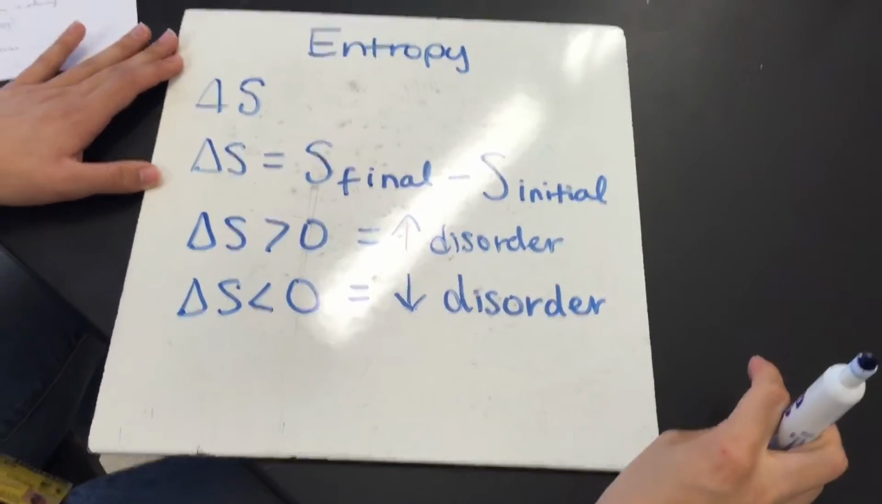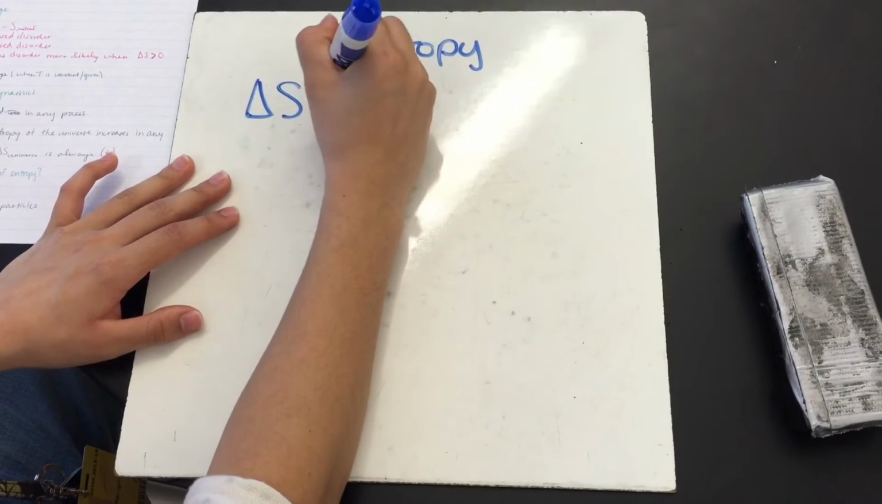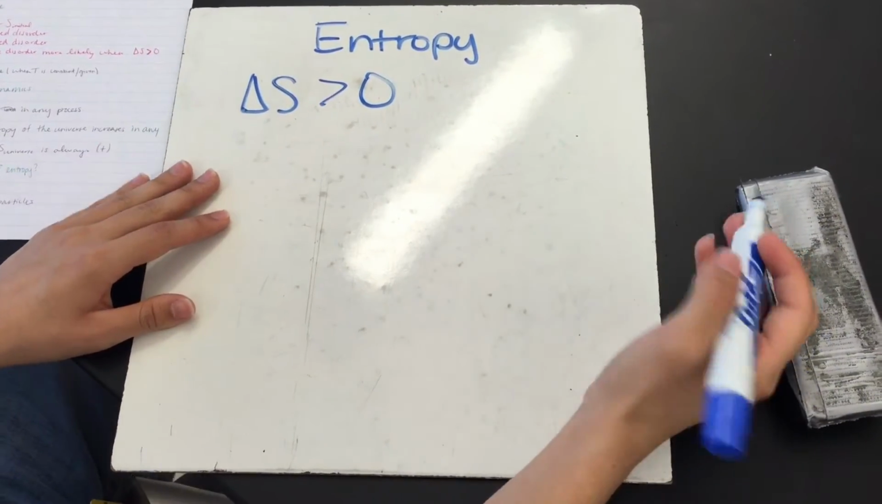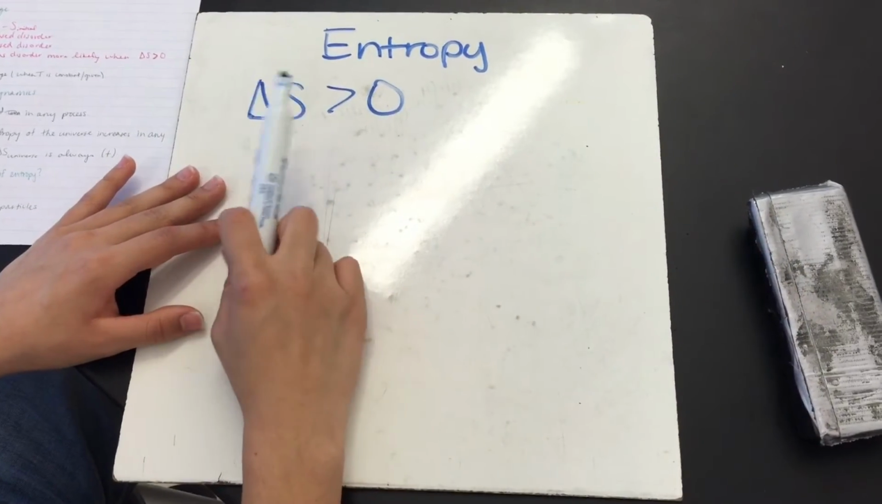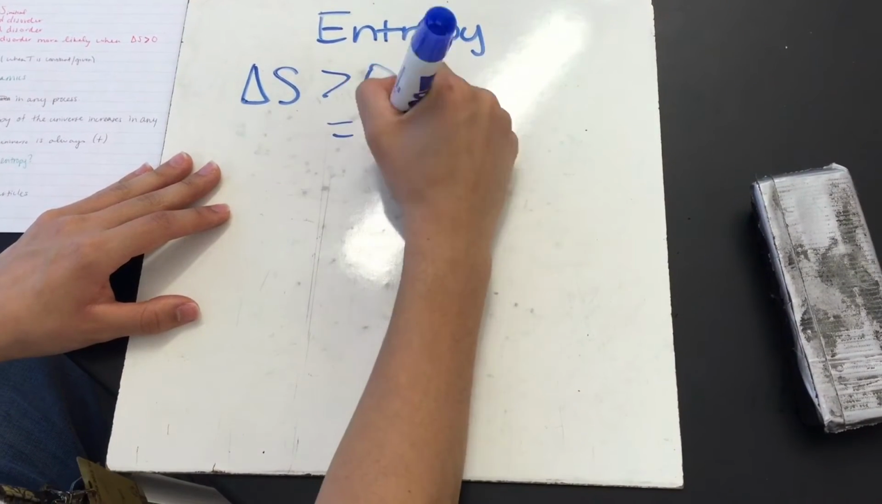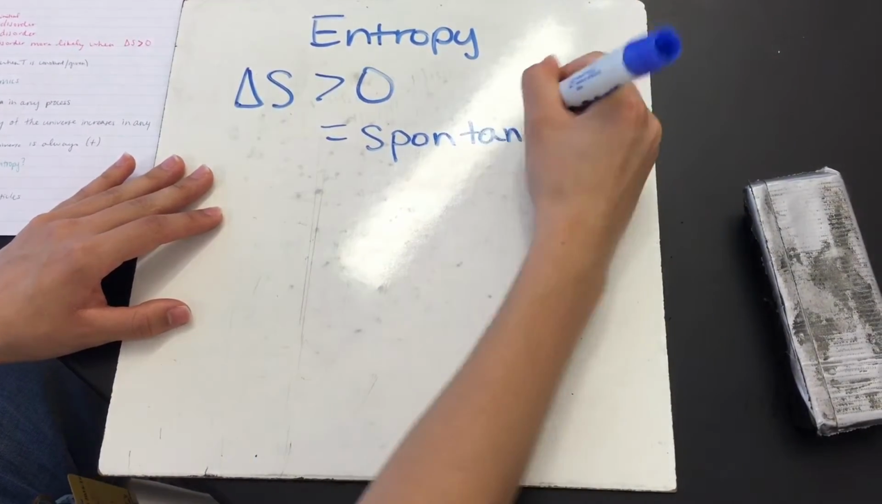A spontaneous process is more likely when delta S is greater than 0. So when the entropy change is positive, a spontaneous process is more likely to occur.